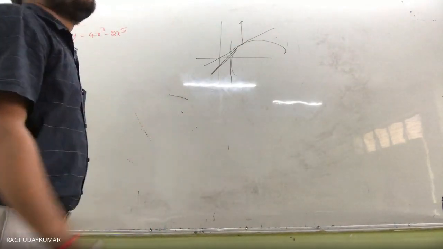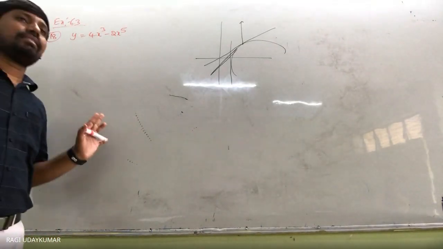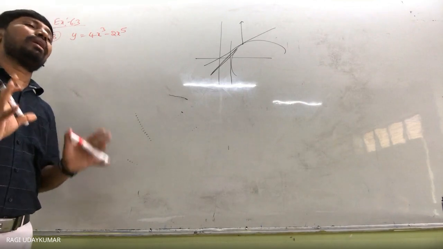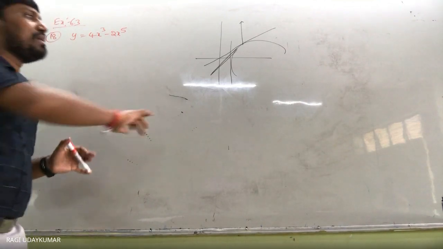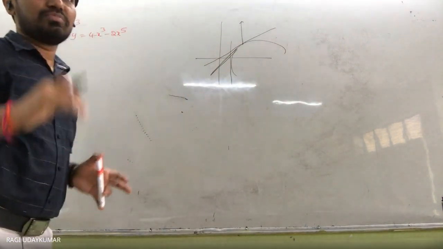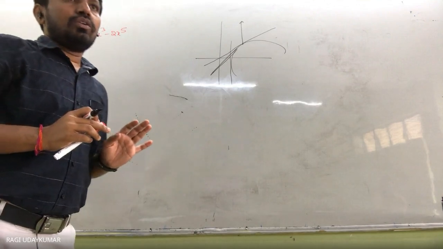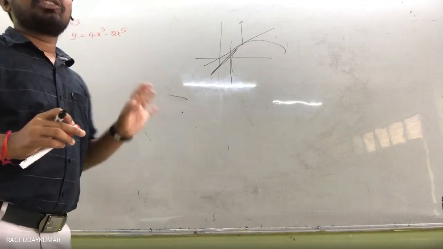Like this, diagrammatically, whenever you are analyzing, you are going to get the solution in the easiest way. The curve may not be like this, because x power 5 is there, but I am giving it for an idea. So here we need to find out the equation.